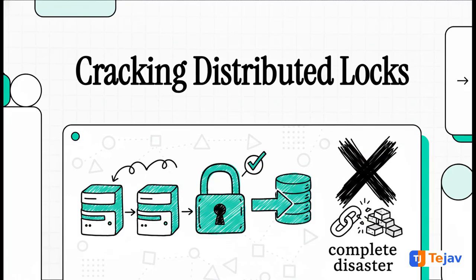Alright, let's talk about your next system design interview. There's a concept that is almost guaranteed to come up, and getting it right is the difference between a system that scales beautifully and one that's a total disaster. We're talking about distributed locks. Let's make sure you absolutely nail it.